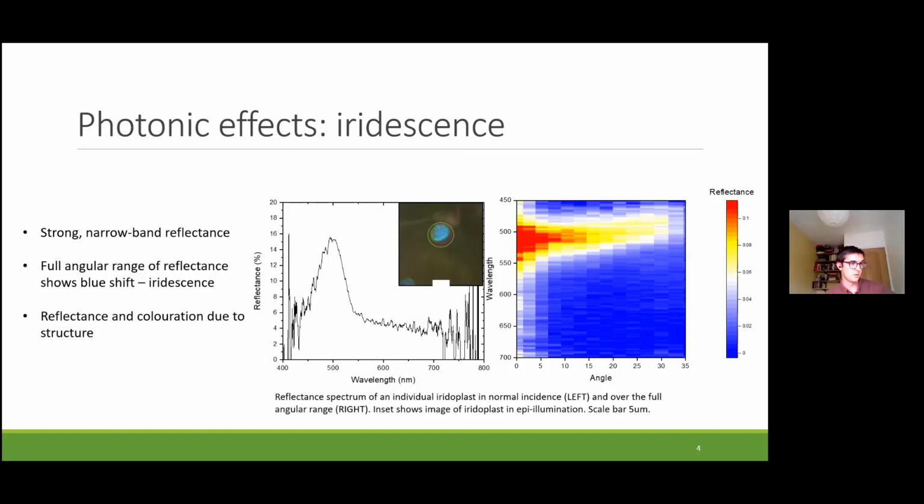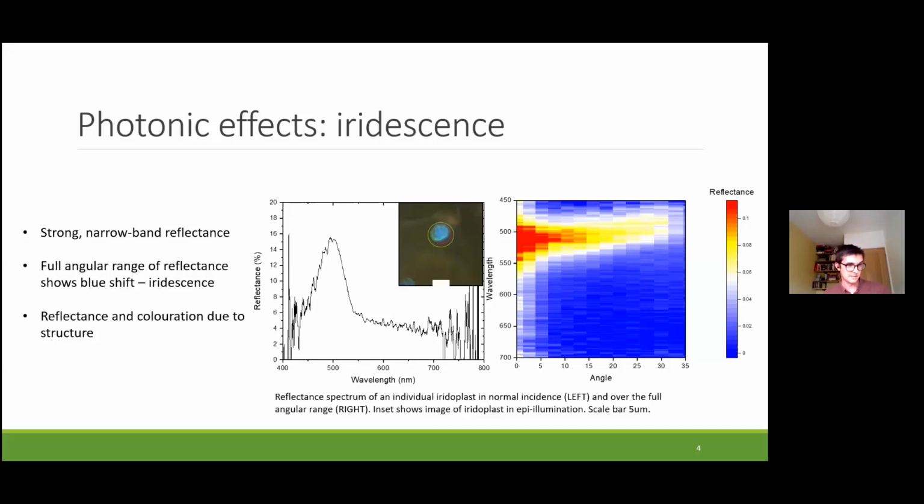And if we measure the whole angular range of the reflectance, still of an individual iridoplast, what we do find is a blue shift of the reflectance peak. And that can be seen in the figure on the right here. So if you look from 0 degrees on the left of the figure to 35 degrees at the right, you see this reflectance peak slowly drifts up towards shorter wavelengths. So that's a blue shift.